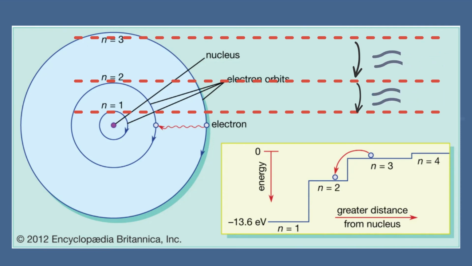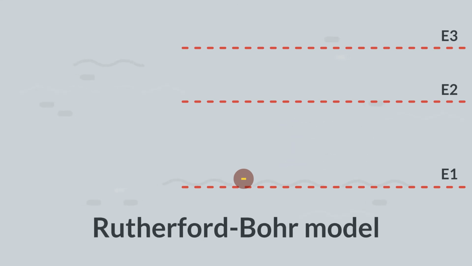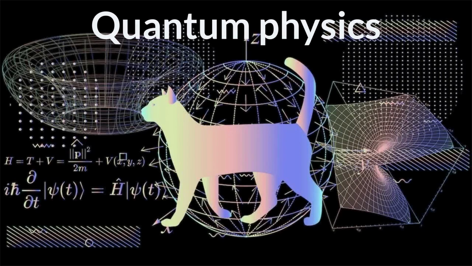It is not possible to change energy states without changing the energy of the electron. If an electron gets hit by a photon, a particle that carries electromagnetic radiation, it will gain extra energy and go into a higher energy level. After it changes states, it will jump back down to a lower energy level, releasing its contained energy. This new model was called the Rutherford-Bohr model. This added a whole new branch of science, quantum physics, that will be explained in another video.